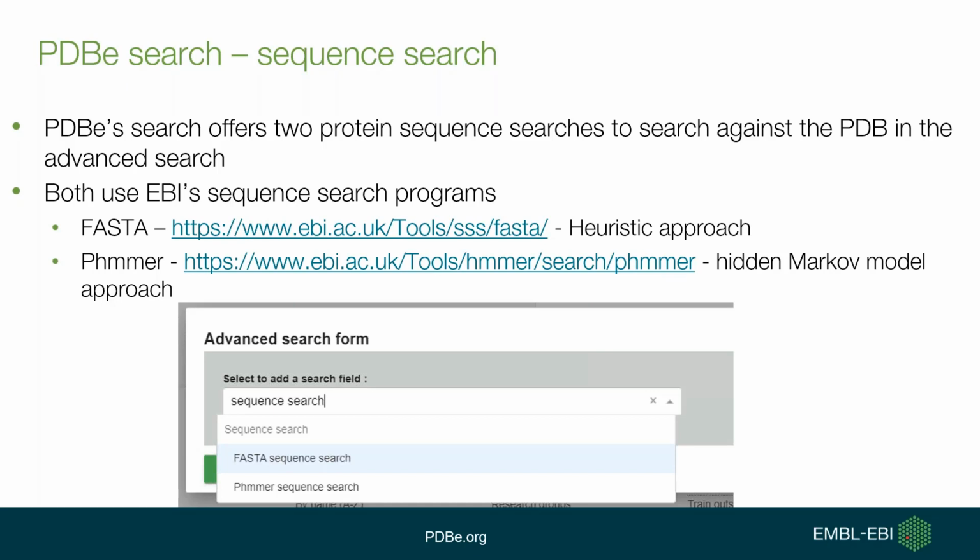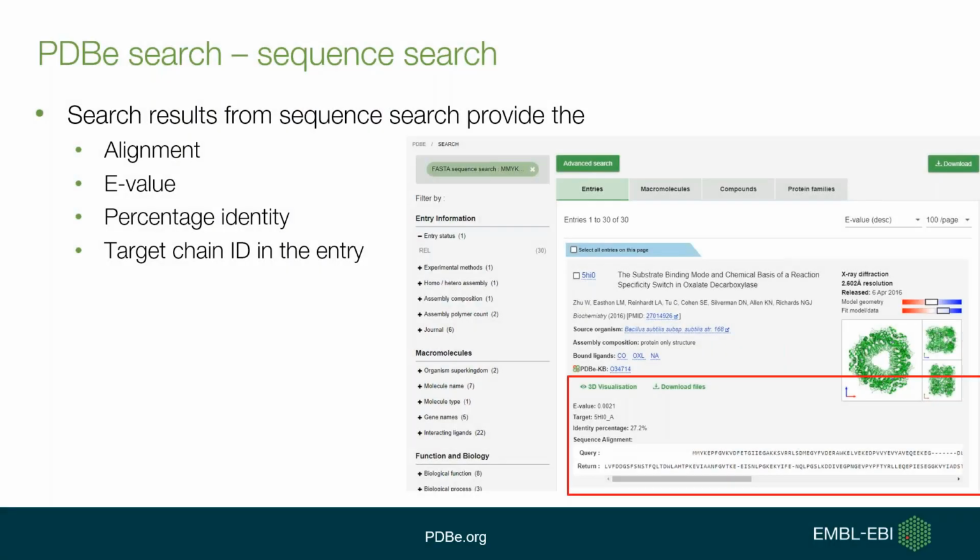An additional functionality we have within the advanced search is protein sequence searching against the PDB. This can be done either using a FASTA search or a PHMMER search. So here in the advanced form, we've just typed in sequence search, and then we can pick these two here. And then when we search, we see a slightly different search results box. We get additional information here of the e-value, the target, including the chain ID, the percentage identity, and the alignment that we get back here.